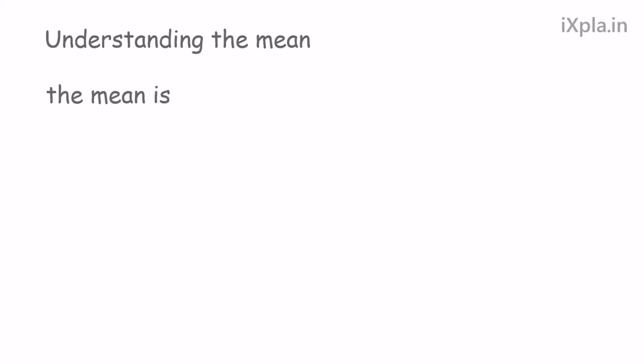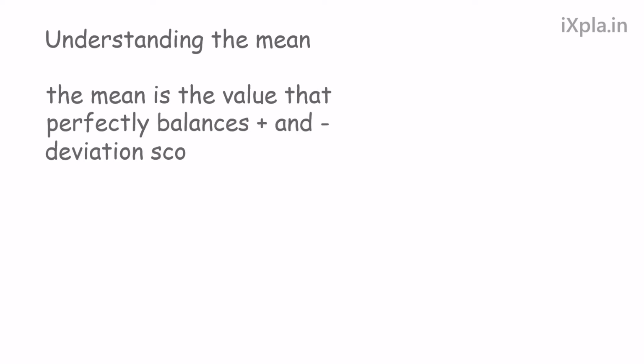Okay, now we're going to talk a little bit more about the mean. As I said earlier, you probably know that the mean is equal to the sum of all the scores divided by n. That's the mathematical definition of the mean. But another way of describing the mean is, as I've said here, the mean is the value that perfectly balances the positive and negative deviation scores. Now, what does that mean?